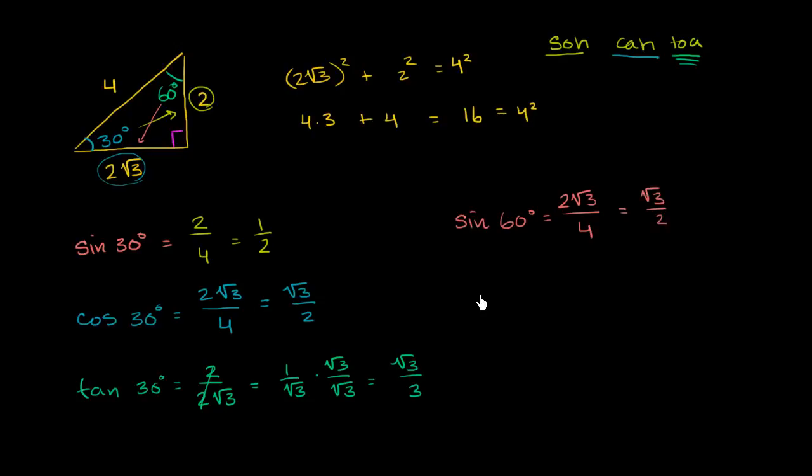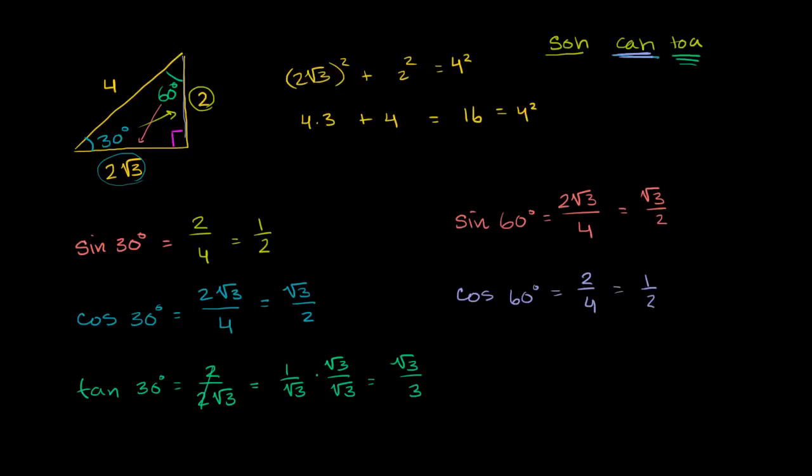What is the cosine of 60 degrees? So remember, SOHCAHTOA, cosine is adjacent over hypotenuse. Adjacent is the 2 side. It's right next to the 60-degree angle. So it's 2 over the hypotenuse, which is 4. So this is equal to 1/2.